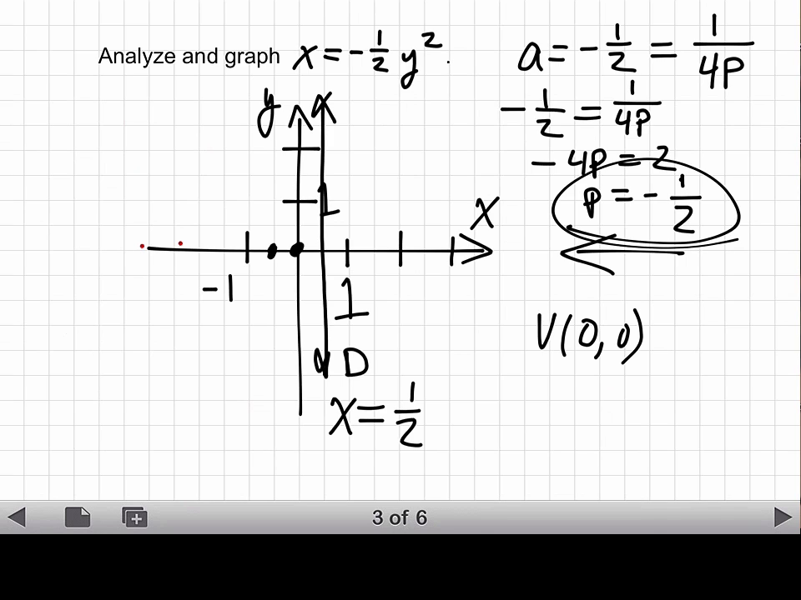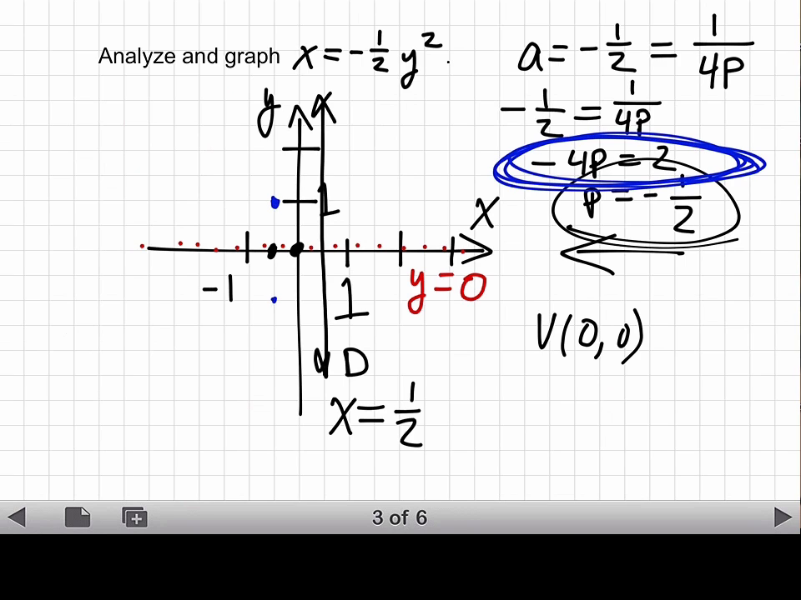The axis of symmetry is oriented horizontally and would have an equation y is equal to 0. And then let's deal with the focal diameter. We may remember that the focal diameter is 4p, which I already have as 2 right there. So I'm going to go 1 unit up and 1 unit down for a total of 2.